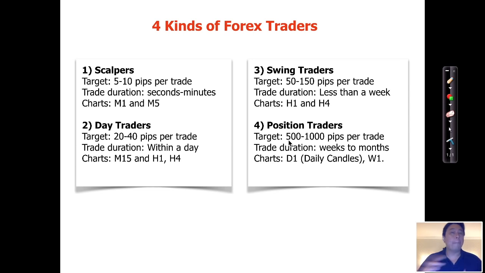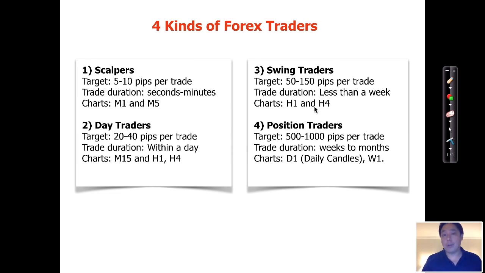Normally position traders like George Soros, for example, when he enters a trade, he will target 500 to 1,000 pips per trade or more. So to capture 500 to 1,000 pips, you have to stay in the trade for a few weeks to months to even years. Position traders tend to look at the charts with daily candles, where each candle represents one day, or weekly candles. So those are position traders.